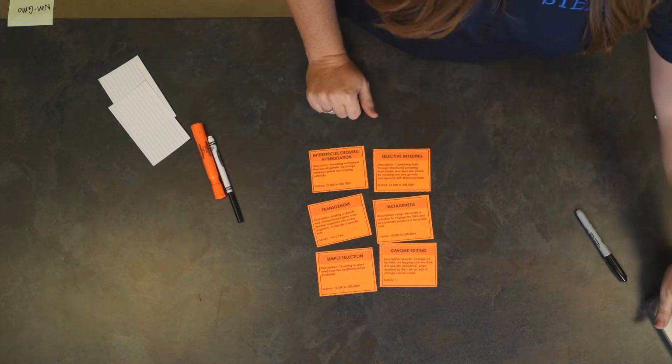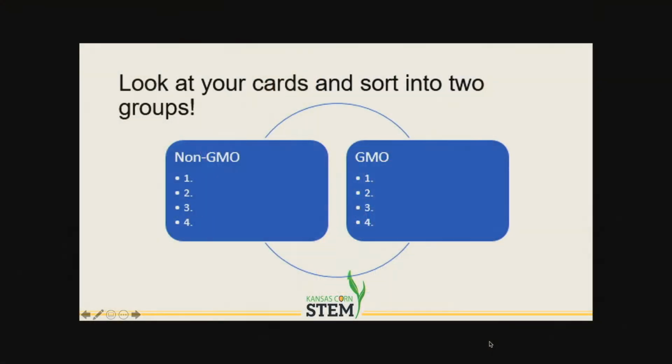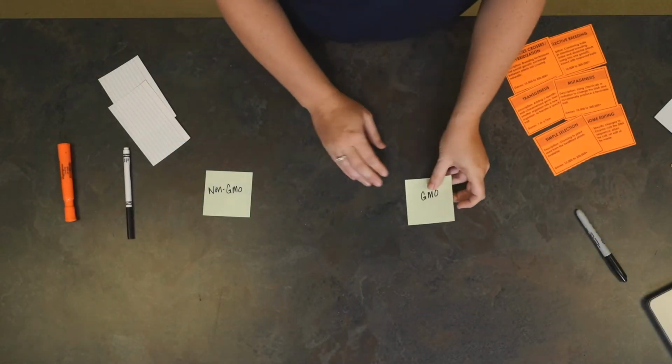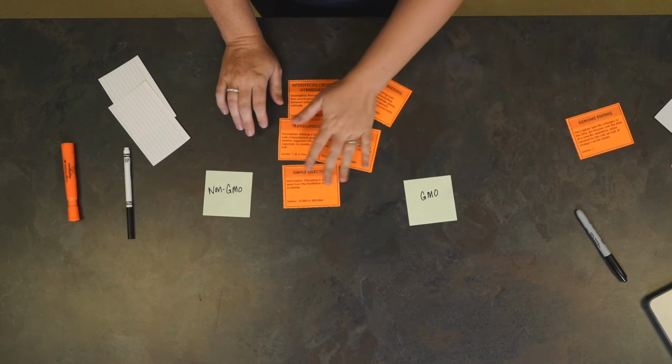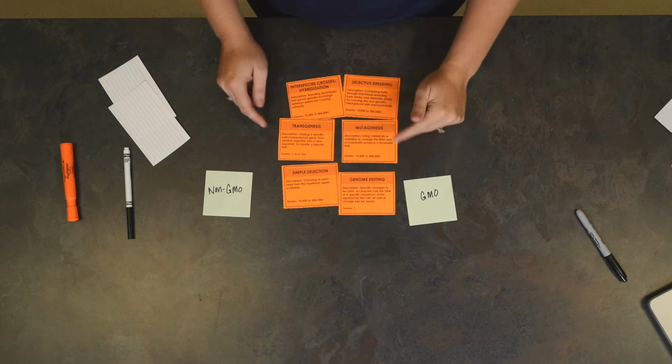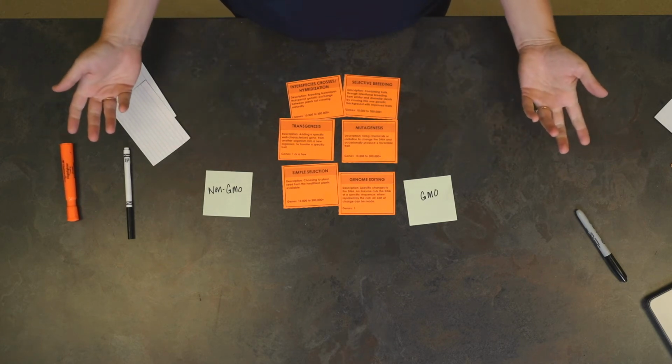First step, have your students segregate these cards into two groups. The first group, non-GMO. The second group, GMO. Give them time to read the cards, talk amongst themselves, and see what they come up with.